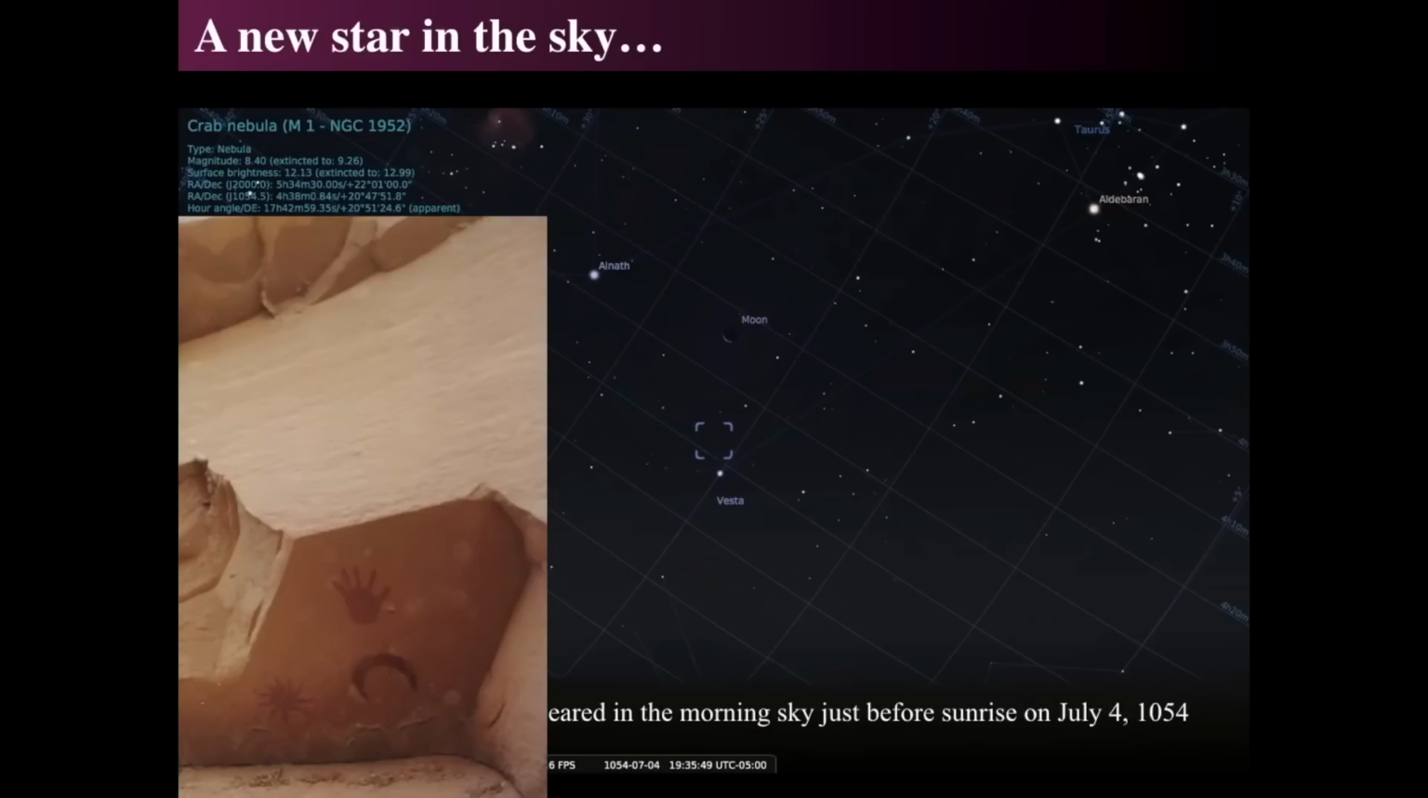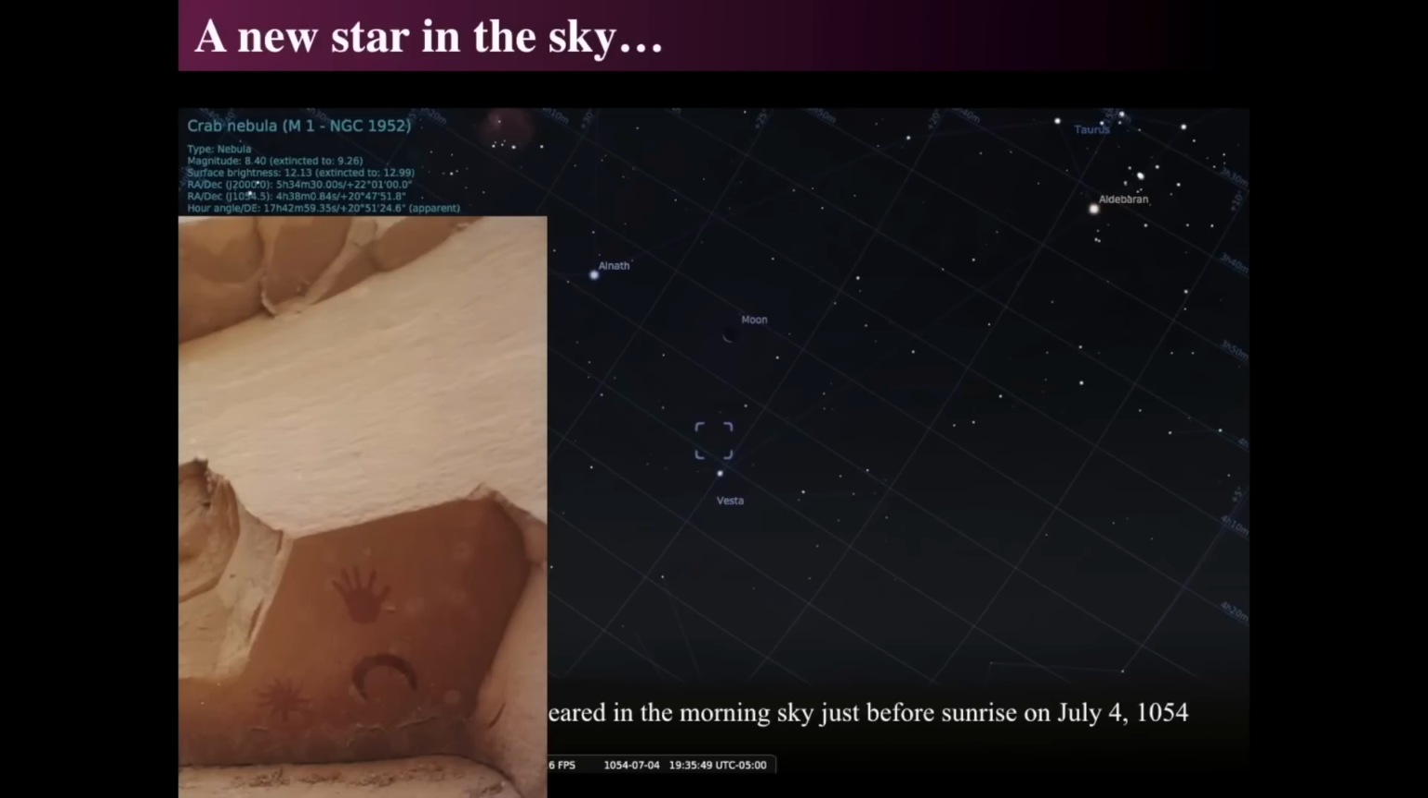But then if you carefully go back and look at the image from the Anasazi, you see this new star, you see the crescent moon, and you see the hand. Well, the hand has 5 fingers, and if you look at the V shape of Taurus with Aldebaran, those are 5 bright stars. So the V shape can be looked at as the 5 fingers. So we could think of them as the 5 fingers, the moon, and the star.